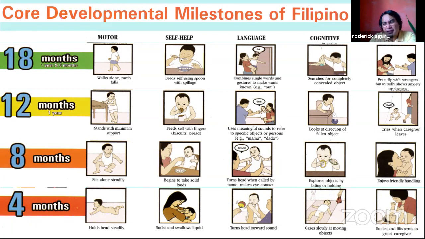Naawa po kami kasi, ang daming sayang. Turuan po. Pero dyan po natututo na sila. They are capable of learning to feed themselves. Language, combine single words and gestures to make oneself known. Alam niya kung saan pupunta. Alam niya kung anong gusto niyang sabihin. Pero hindi niya alam ang kompletong sentence.